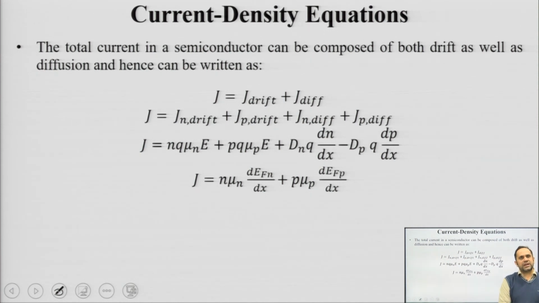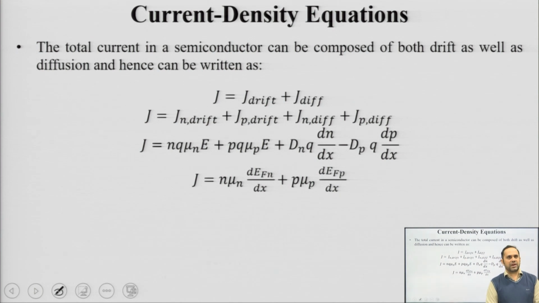The total current in any semiconducting material: since semiconductors are bipolar in nature, they have both electrons and holes, and both can be present at the same time in a semiconductor. One will be in majority, the other in minority, depending upon the polarity of the device. Since both are present, current will be produced by both.